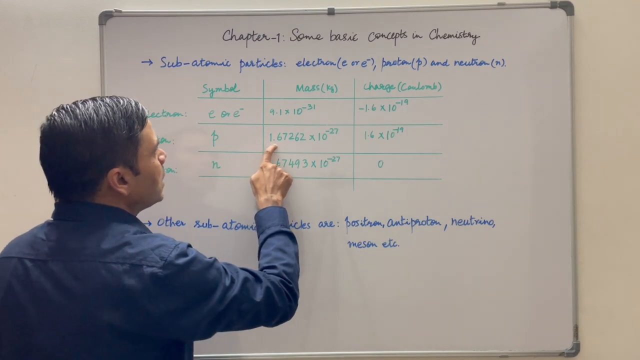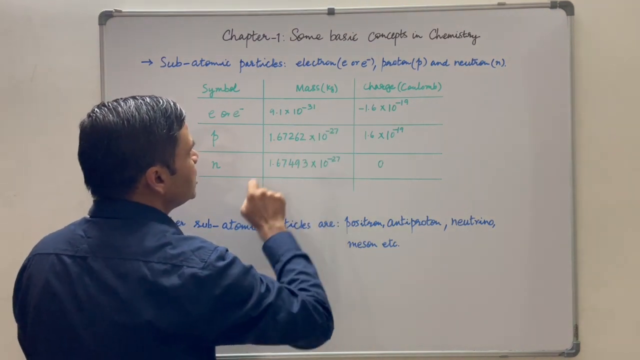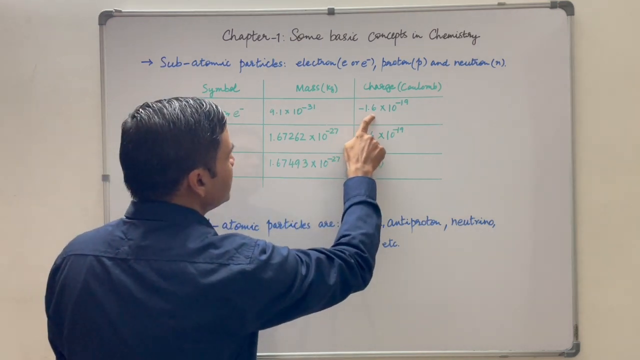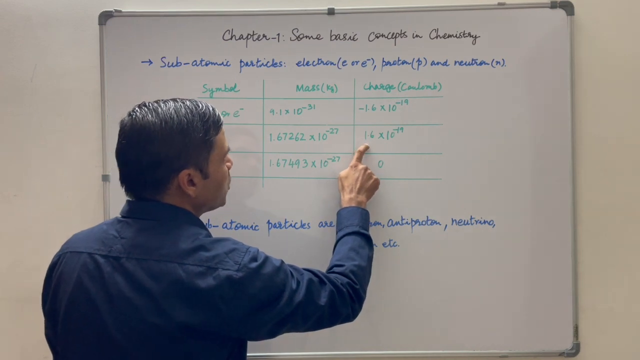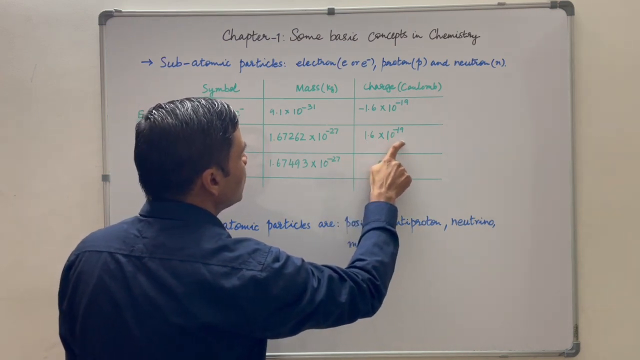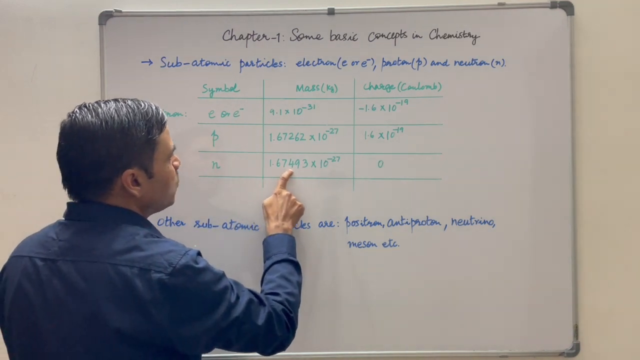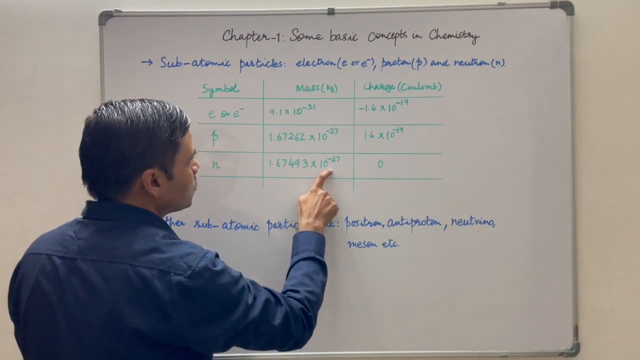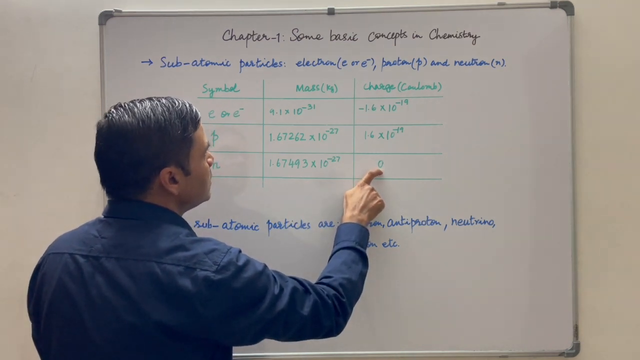Its mass is 1.67262 into 10 to power minus 27 kg and its charge is exactly the same as that of electron with opposite sign, means 1.6 into 10 to power minus 19 coulomb. Neutron's mass is 1.67493 into 10 to power minus 27 kg and it is neutral, so its charge is 0.